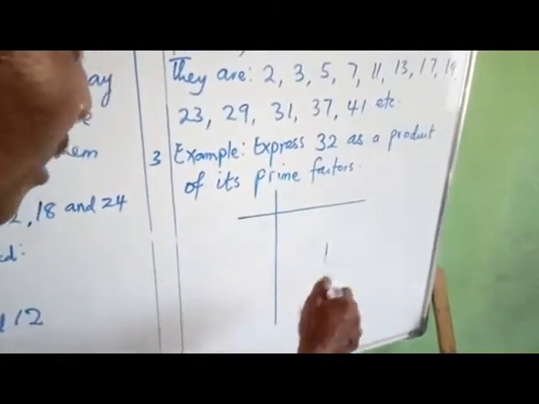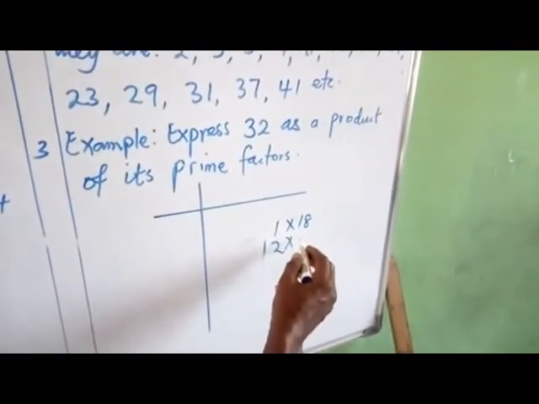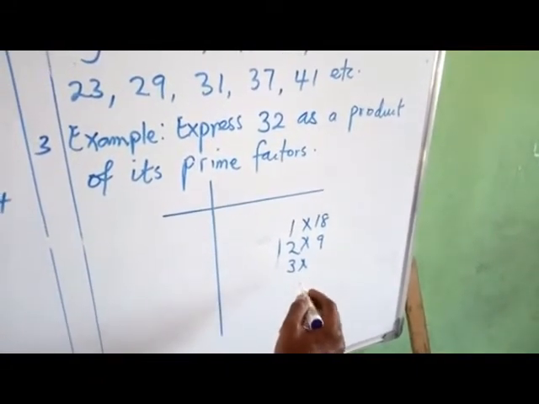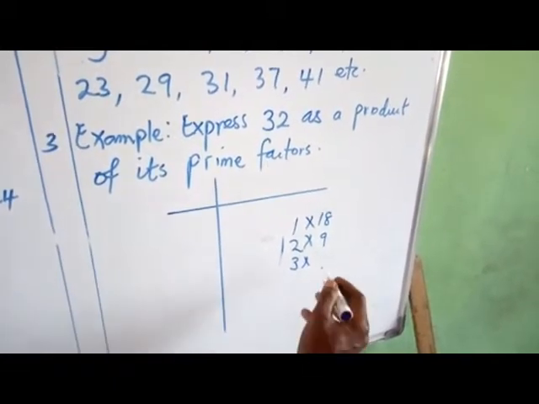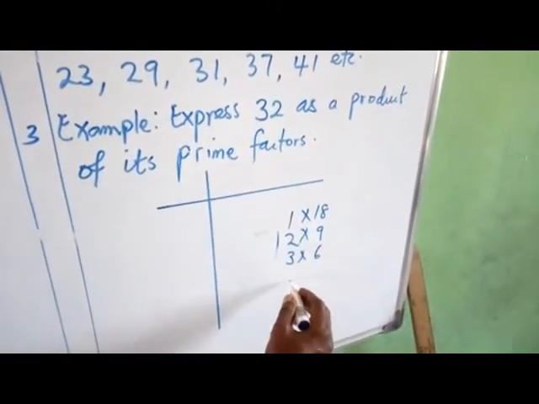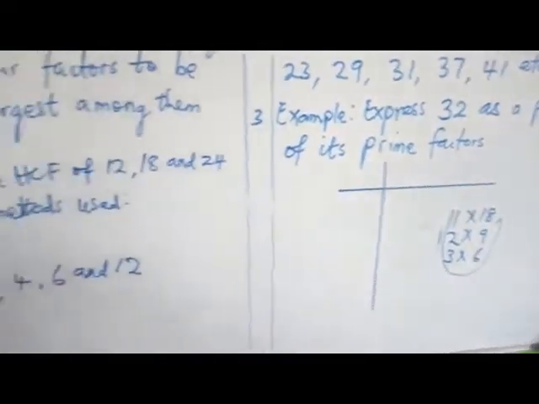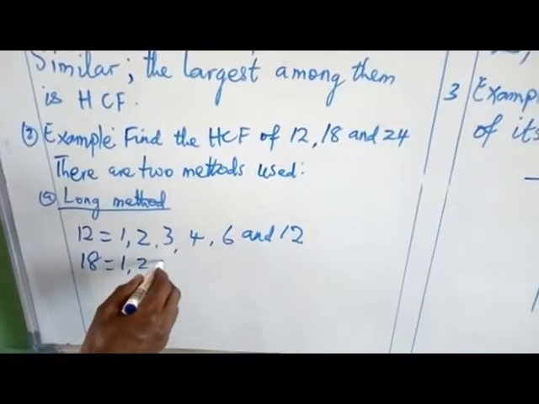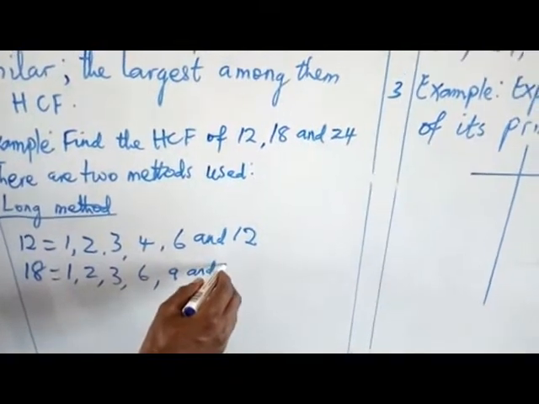Factors of 18. 18 is 1 times 18. 2 times what is 18? 2 times 9. 3 times what is 18? 3 times 3, 9. 3 times 4, 12. 3 times 5, 15. 3 times 6, 18. So 4 cannot give us 18. So these are all the factors of 18. We list them out here: 1, 2, 3, 6, 9, and 18.